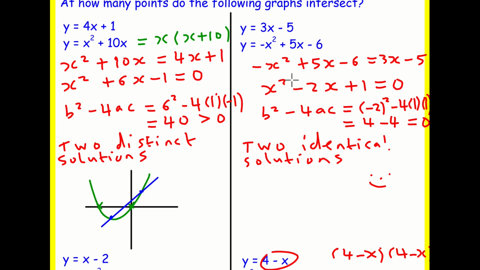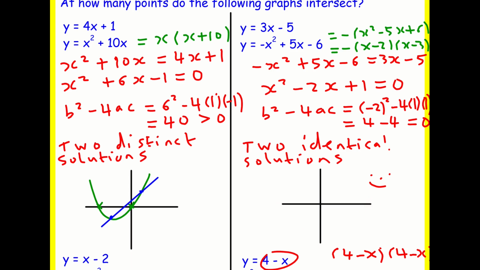Okay, nice one. How about this one? This one you have to remember how to factorize a negative quadratic. So I would take the minus out. And it's going to become x minus 2, x minus 3. So the roots are going to be 2 and 3. And the quadratic's going to look a bit like that.